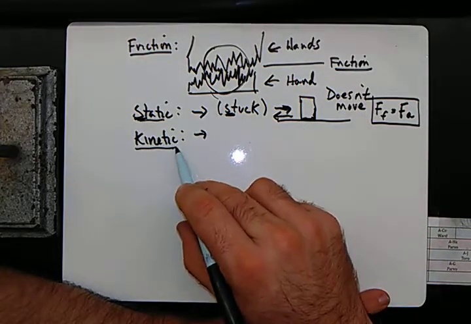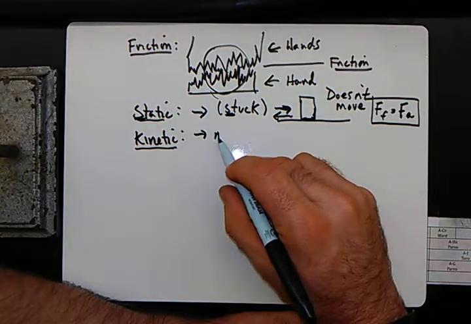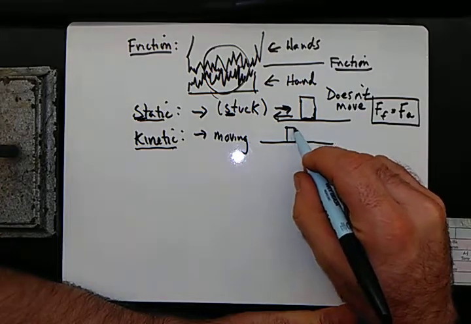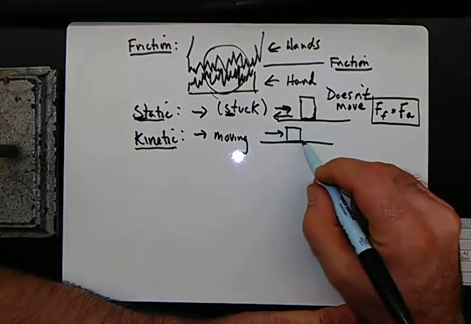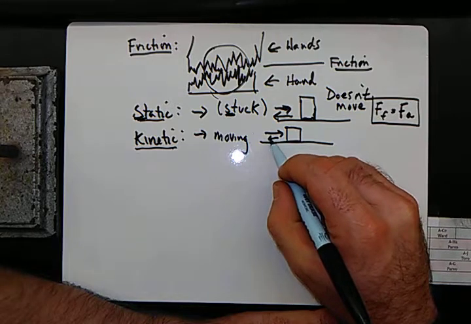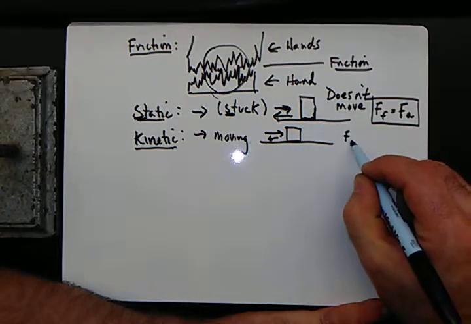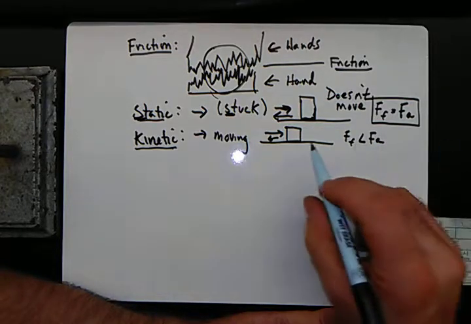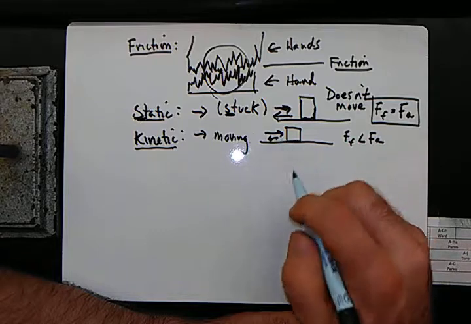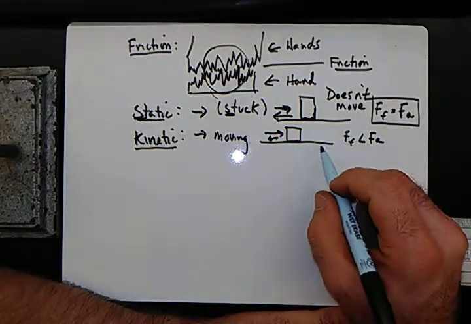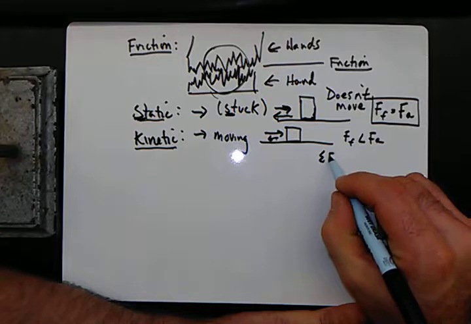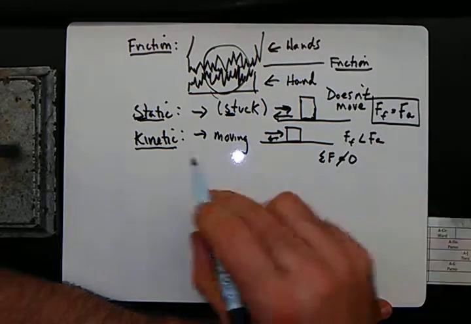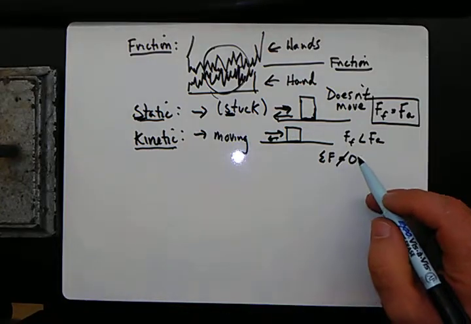Now, kinetic friction is moving. So let's say you've got the block on the surface, you move it, and friction's pushing you back. The force of friction is less than the force applied. So if you add these two up, applied and friction, then your net force does not equal zero. So in kinetic friction, the net force does not equal zero.